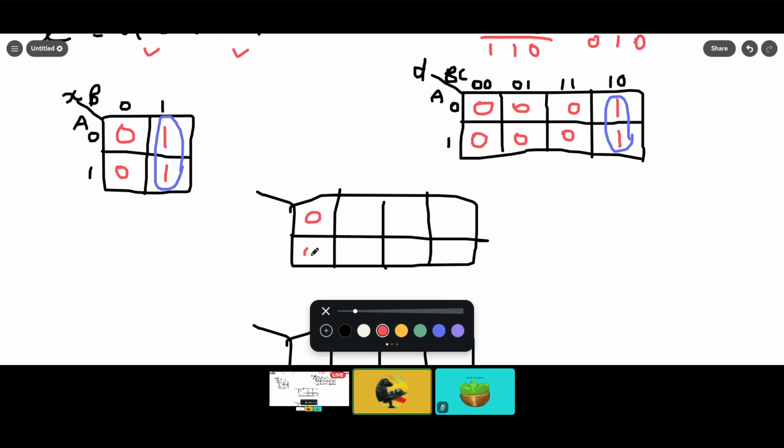Let's say we have this. Can you group all these 3 ones together? No, you can't, because it goes against the rule. Remember, you can only group in groups of 1, 2, 4, and 8.